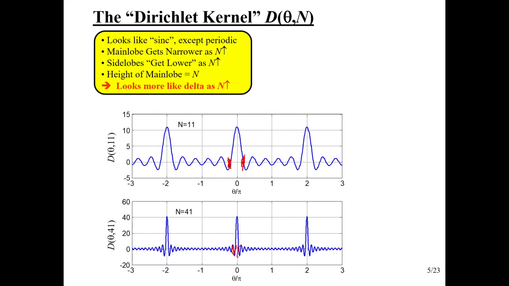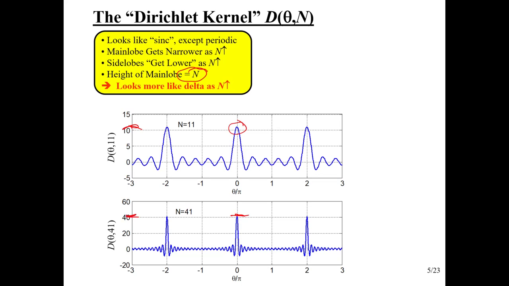The other thing that we see is that the side lobes get lower in some sense. So the side lobes are these things out here. Again, remember, we can think about the magnitude of this if we flop those things up. So those side lobe levels are going to be lower here for a larger n. And then the other thing that we see is that the height of the main lobe actually equals n. So this height is at 11, and this height is at 41.